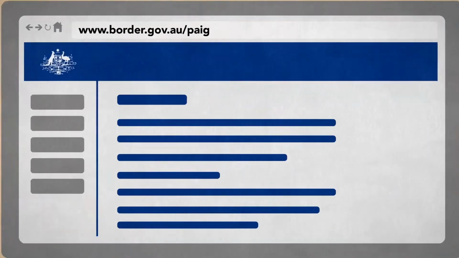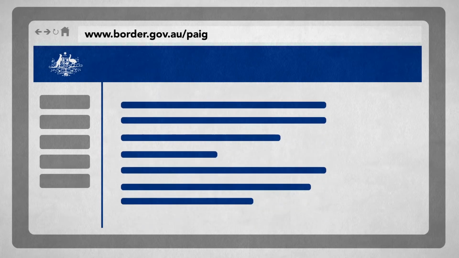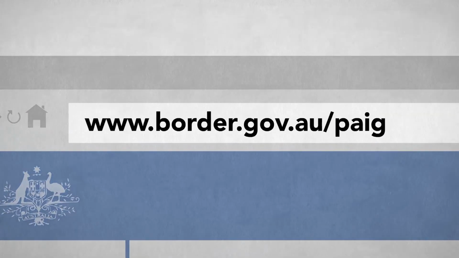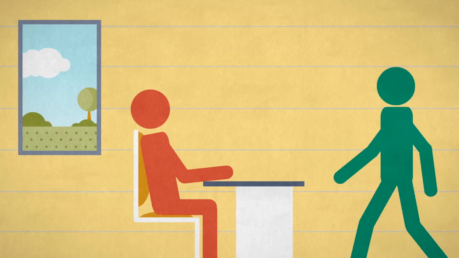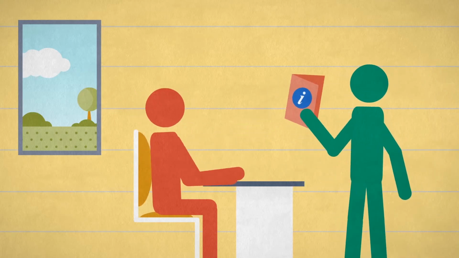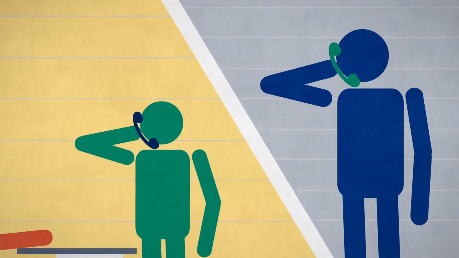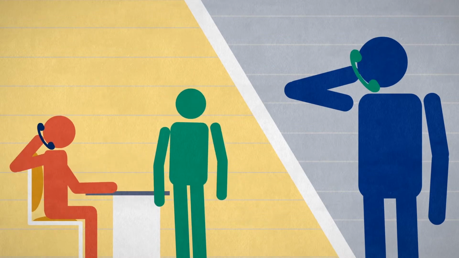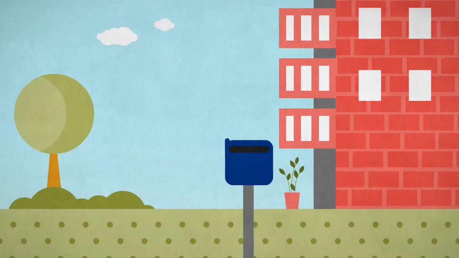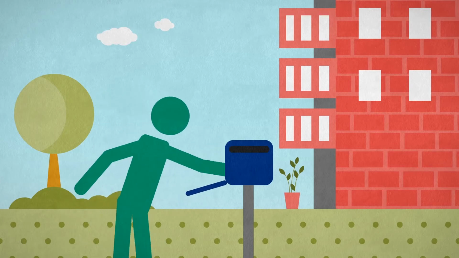You should look at the guides before you are invited to apply so you are ready when it's your turn. You can find them at www.border.gov.au/PAIG. If you want to hire a registered migration agent to help you, you can do so at your own cost. If you do hire a registered migration agent, let the Immigration Department know so they can contact you through that agent.